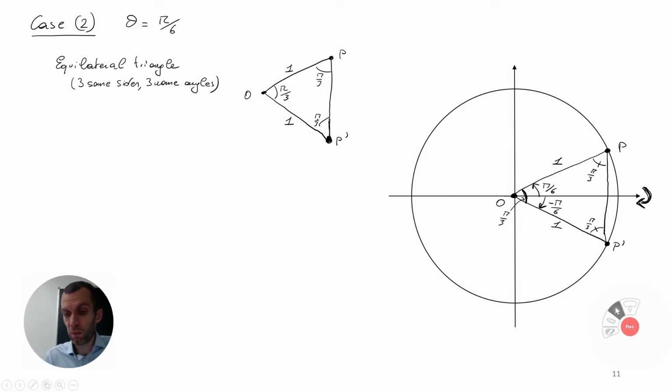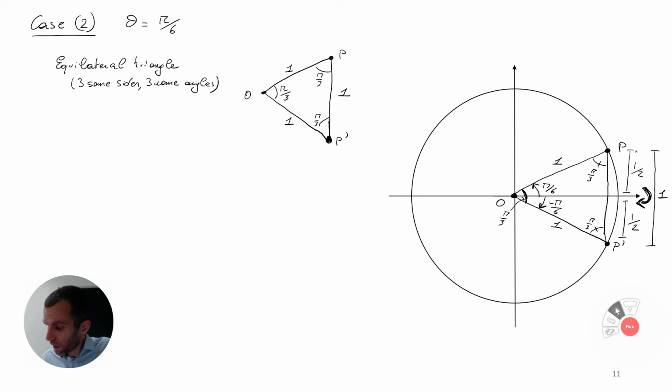So 3 same angles means 3 same sides, equilateral triangle, and that tells us that the distance between P and P prime is also 1. So if I squeeze that in here, we get that this right here is 1. And then again, because of symmetry, we can tell that these two lengths here have to be the same, and they're each equal to 1 over 2.